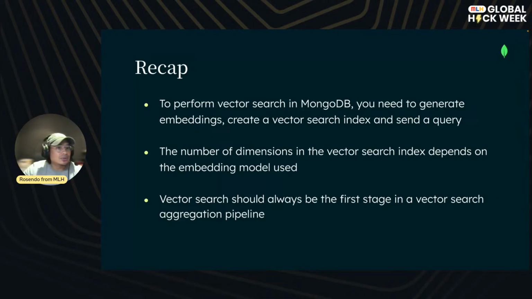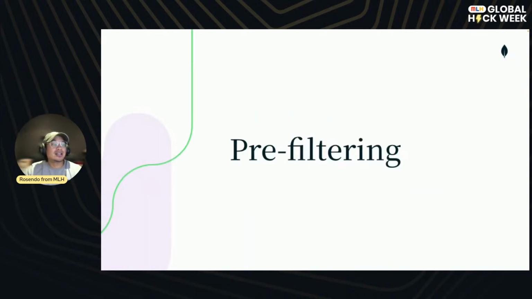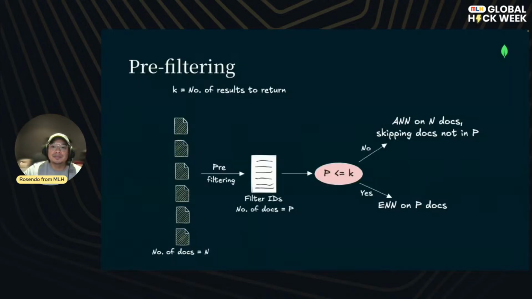All right, so optimizing your vector search queries. Now that you know how to perform a vector search on a small data set, let's jump into optimizing those vector search queries for large data sets. Let's talk about some techniques to optimize your vector search queries here. And the first thing you could do is start with pre-filtering.